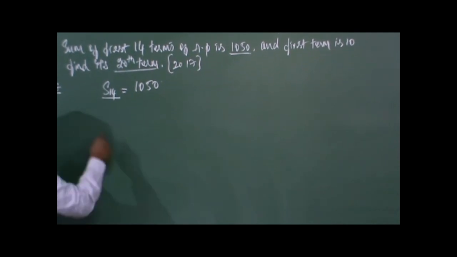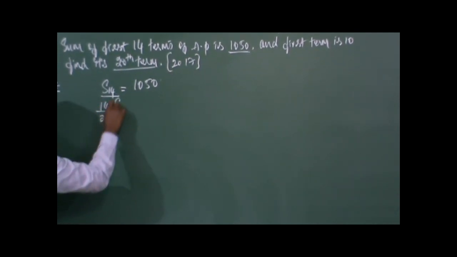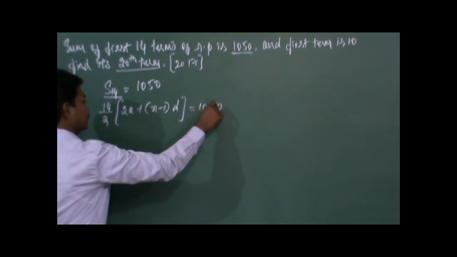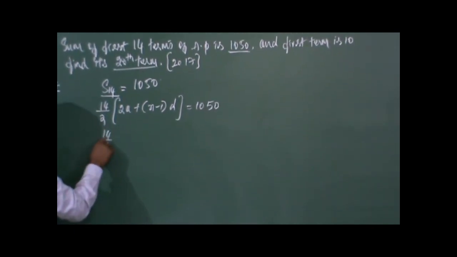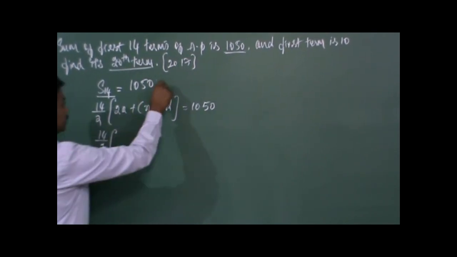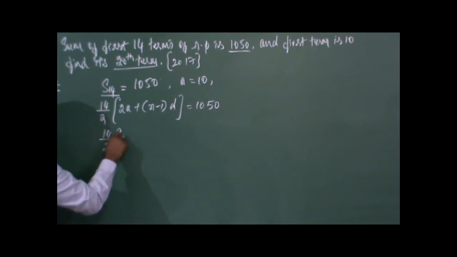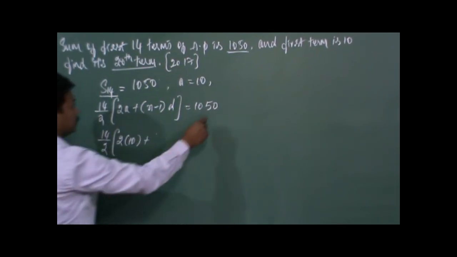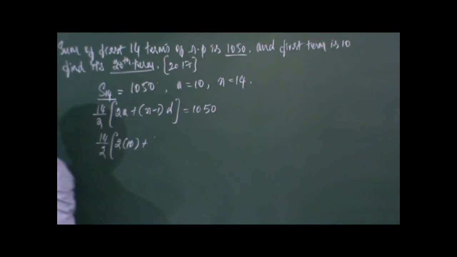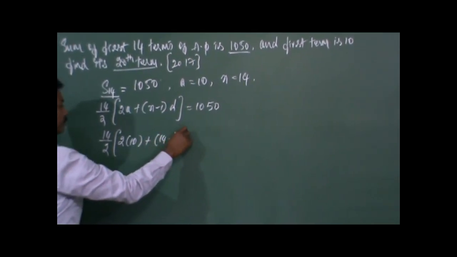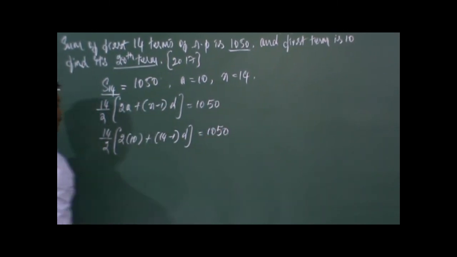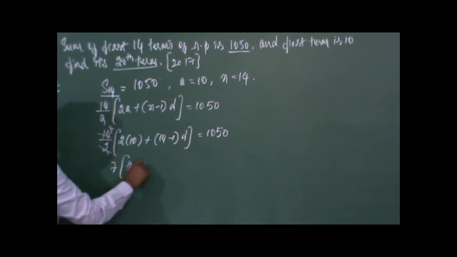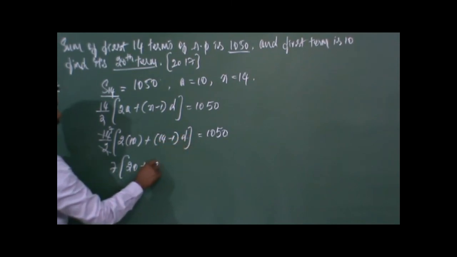So the sum of the 14 terms can be written as 14 by 2 into 2a plus n minus 1 into d is equal to 1050. Let us substitute the values. So 14 by 2 into 2 into a. First term is 10, it is given. So a is equal to 10. So 2 into 10 plus, the sum of first 14 terms of the AP is 1050, therefore n is equal to 14. So 14 minus 1 into d, we do not know the value, is equal to 1050. So 2 sevens are 14, 7 into 2 tens is 20 plus 13d, since 14 minus 1 is 13 and 13 into d is 13d.